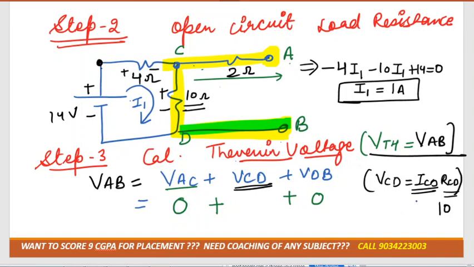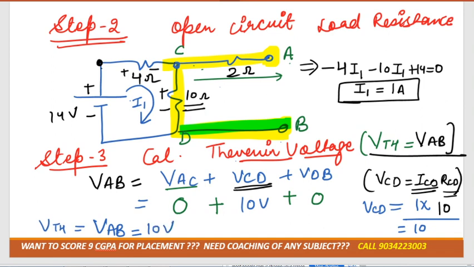So can we substitute the value of 1 ampere here? Then VCD we will get as how much? 10 volt. We can substitute this value of 10 volt over here. Then we'll finally get VAB, that is equal to VTH. We got it as 10 volt. That is our step number 3 completed. Got it?